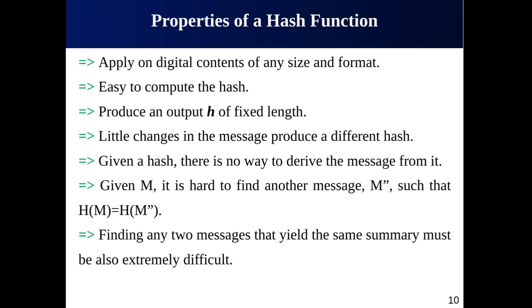Because you know the computer deals only with numbers, so everything for the computer is 0 and 1. The second property is that your hash function must produce the hash value, the message digest, in a simple way.